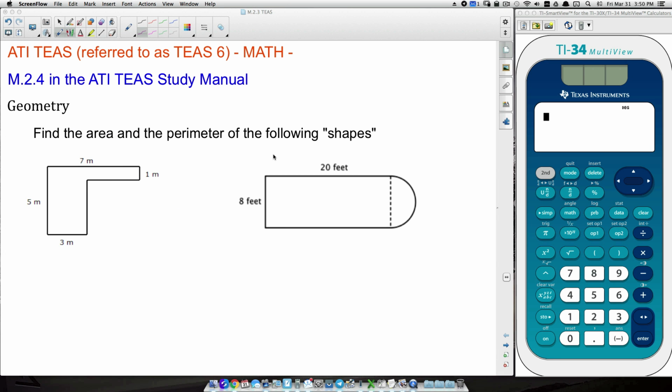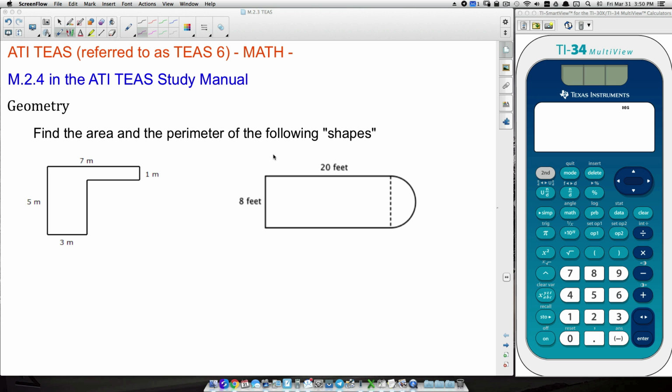Alright, in this video, we're going to look at goal M.2.4 in the ATIT study manual, and this goal is focusing solely on geometry. If you're following along in the ATIT study manual, you will notice that there are several shapes, parallelograms, rhombus or rhombi, that's how you say them in plural.